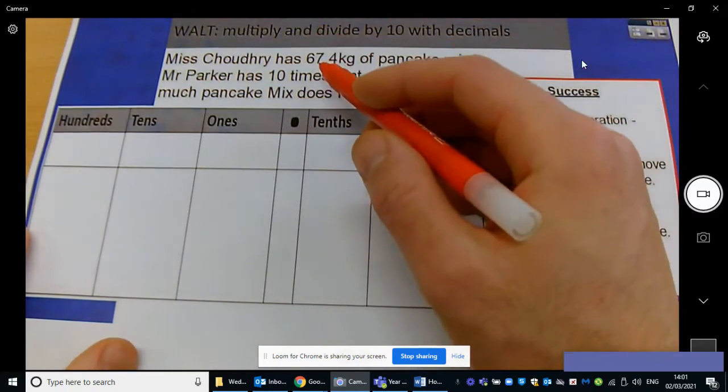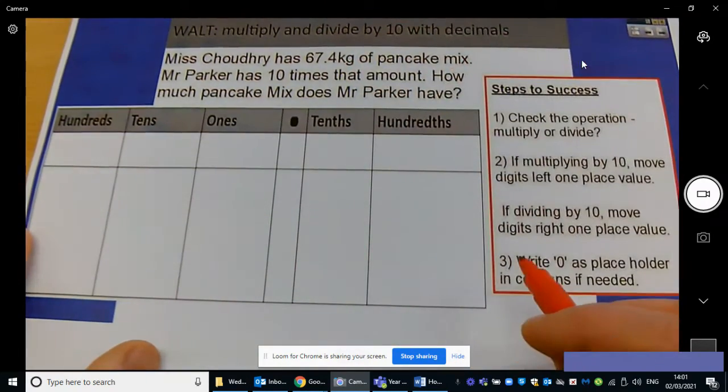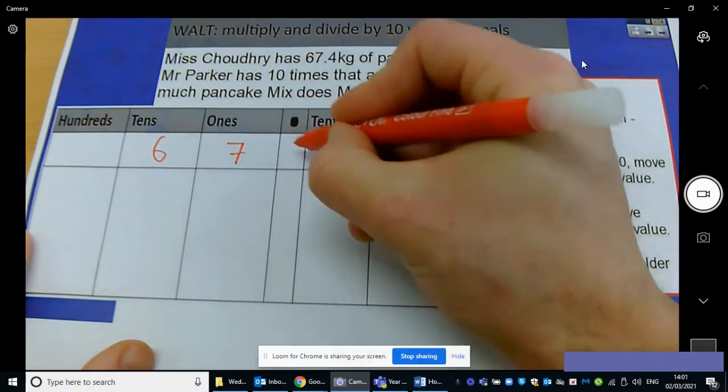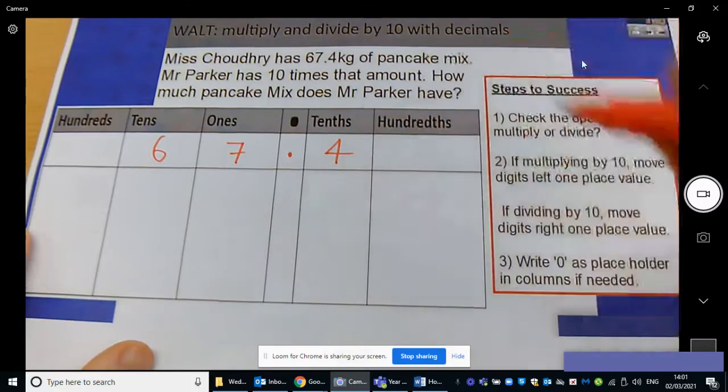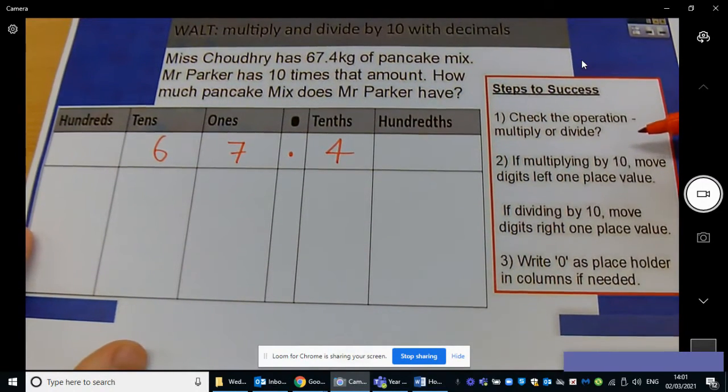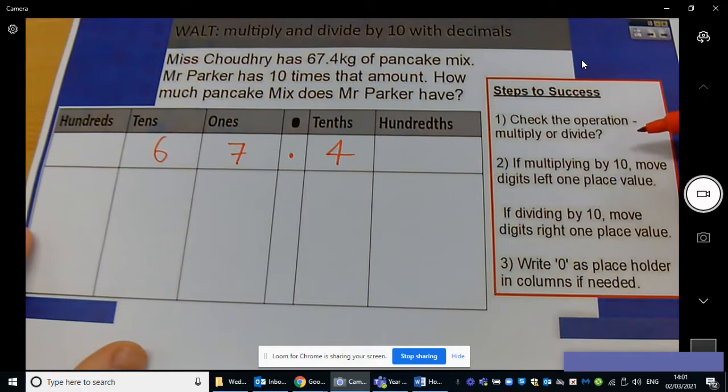So, the first thing we're going to do is find the number that we're going to be either multiplying or dividing with. What's the part that we need there? So it's going to be the amount of pancake mix that Miss Chowdhury has, which is 67.4 kilograms. Now, I need to check the operation. Are we going to be multiplying or are we going to be dividing? As this is a word question, it's slightly harder to work out, so we're going to have to use a bit of our inference here.